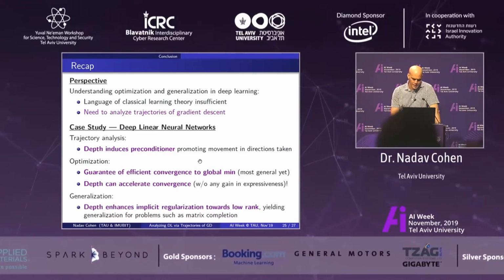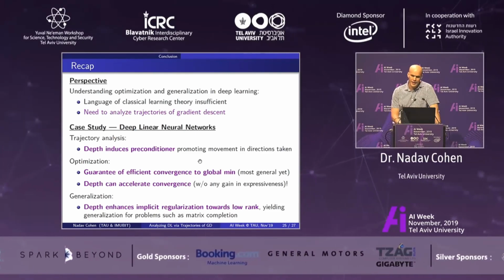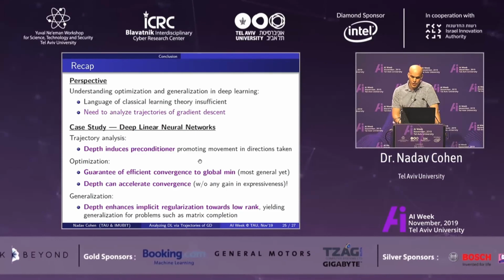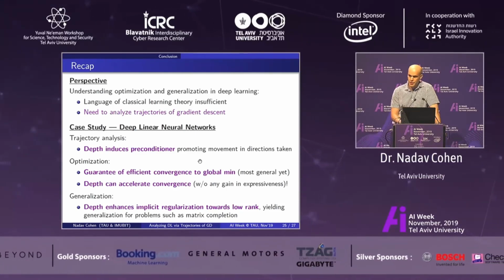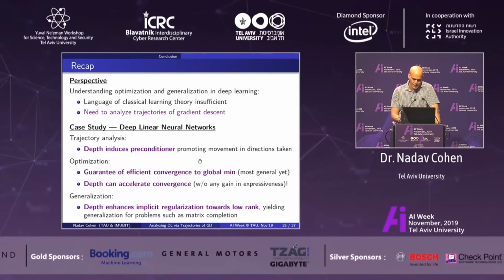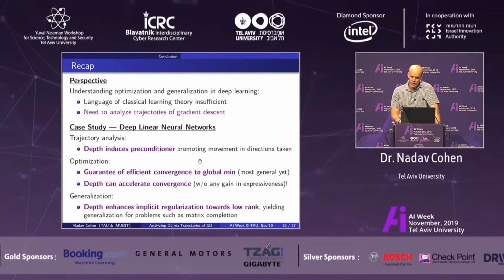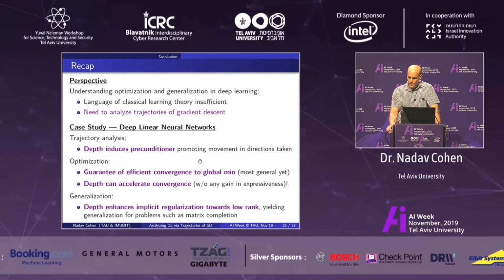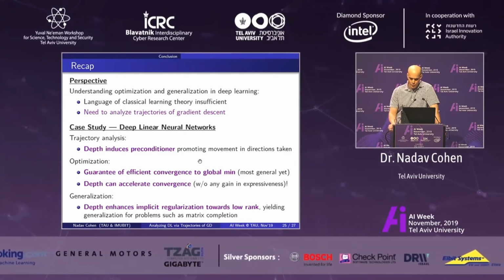And for generalization, we showed that depth enhances an implicit regularization towards low rank. And that gives you generalization for problems like matrix completion. And the trajectories are able to shed light on phenomena that simple norms sometimes have more difficulty doing.